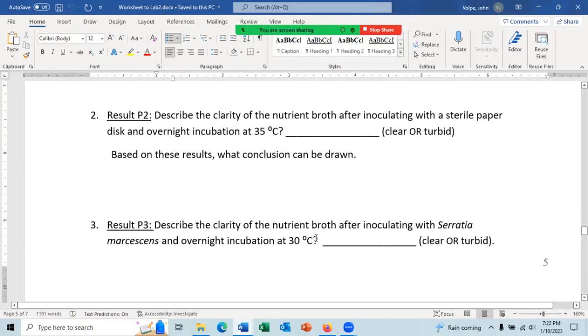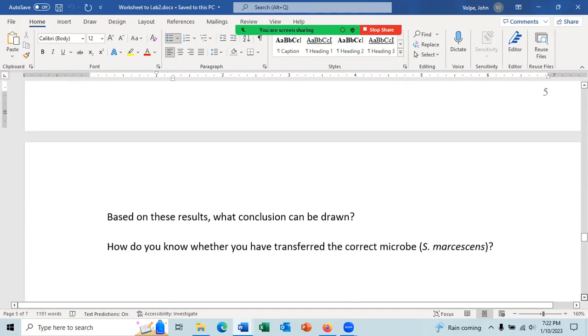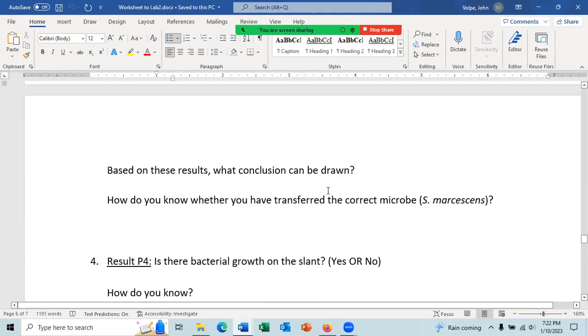And then 3, describe the clarity of the nutrient broth after inoculating with Serratia marcescens and overnight incubation. Was it clear or turbid? And based on these results, what conclusion can be drawn? Once again, make sure you take the table for the conclusions. And how do you know whether you have transferred the correct microbe, Serratia marcescens, or not? There is a way to know.